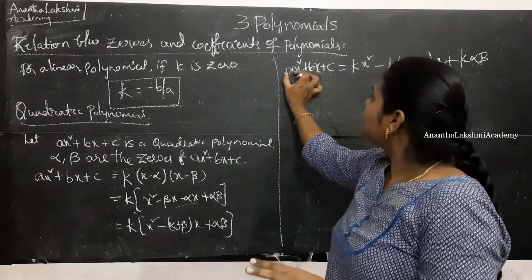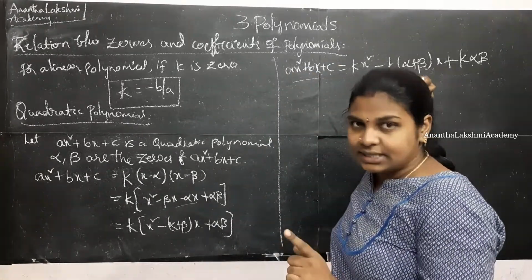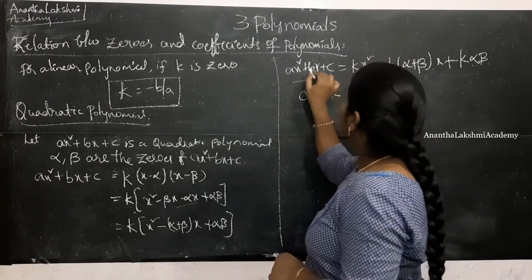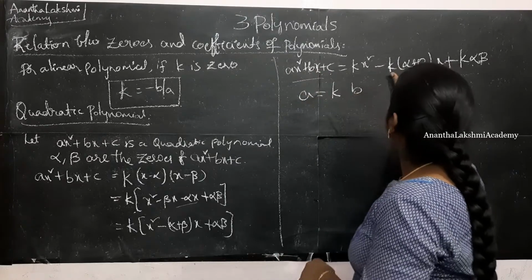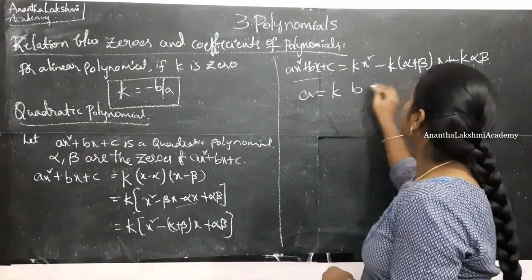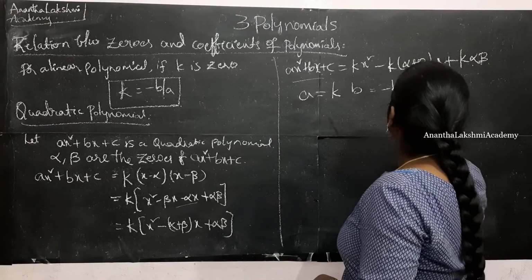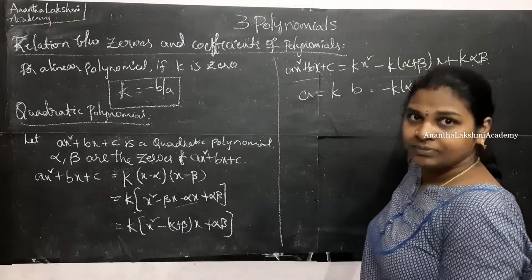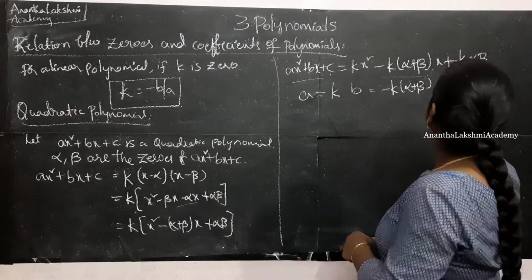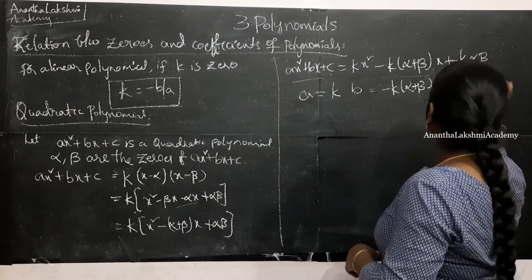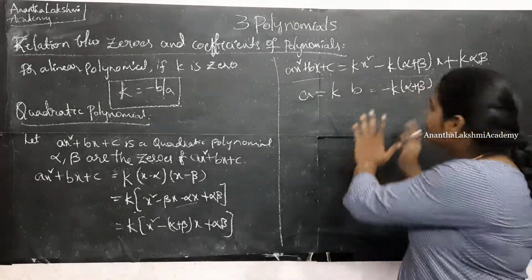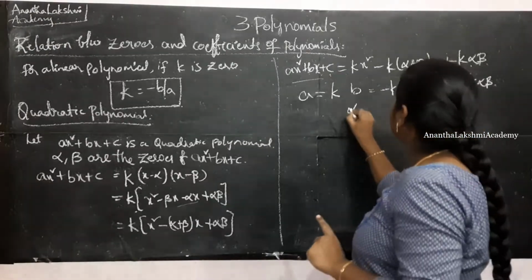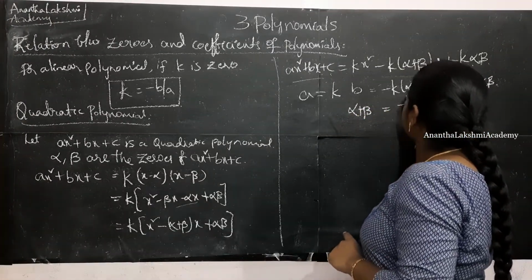The coefficients of this and this should be equal, isn't it? So a is equal to k, and now b becomes, what is the coefficient of x here? Minus k into alpha plus beta, isn't it? x is being multiplied with this term. All right. Next, c is, what is c? k into alpha beta. So from these two terms, can I figure out alpha plus beta and alpha beta? Yes. Alpha plus beta is equal to minus b by k.